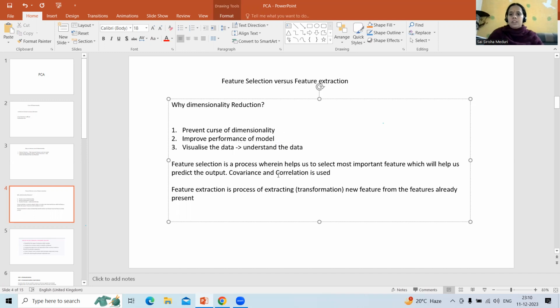Now, feature selection, I'm just repeating it, is the process of selecting important features to predict the output. Feature extraction is extracting new features from the features which are already there. It is nothing but a linear combination. The new feature will be nothing but a linear combination of the current, or existing, features.